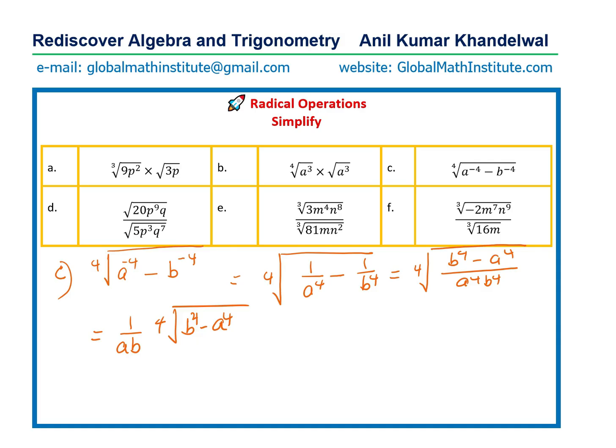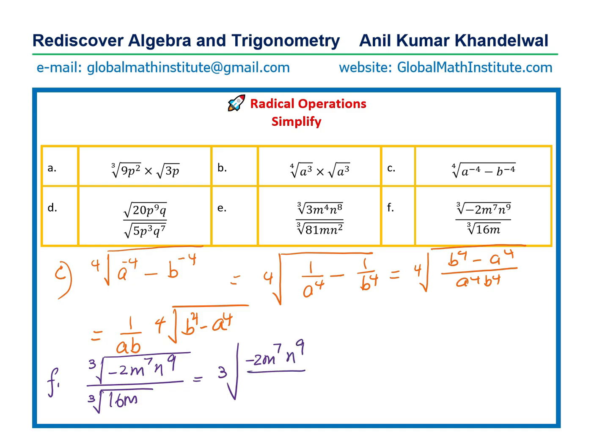Now, amongst the other three, which are very similar, I'll take up the last problem, which is F, the cube root of minus 2 m to the power of 7 n to the power of 9 over cube root of 16m. So since both are cube roots, we could actually combine and write cube root of minus 2m to the power of 7 n to the power of 9 over 16m.